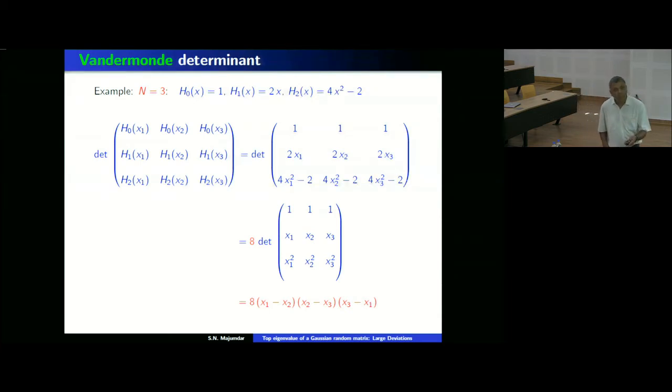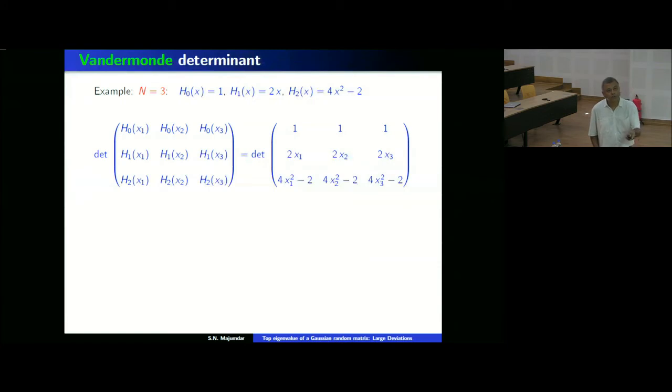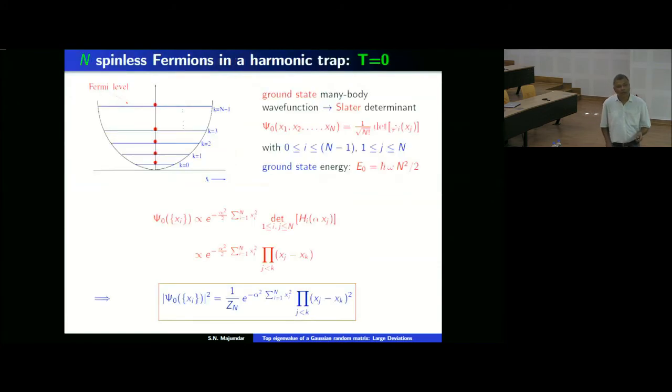Okay. So let's go back to this then. So therefore, the determinant of this polynomial is just xj minus xk. So this is my ground state many-body wave function. So quantum fluctuation is specified by wave function mod square. So you can interpret this as a probability density function because it's normalized to 1 and it's positive everywhere.